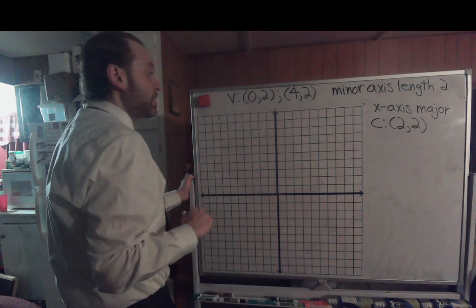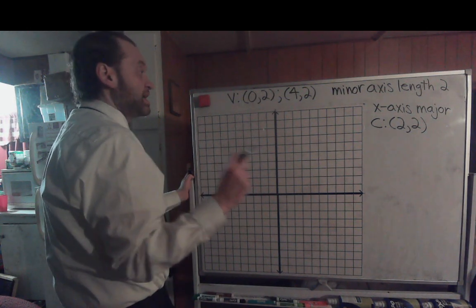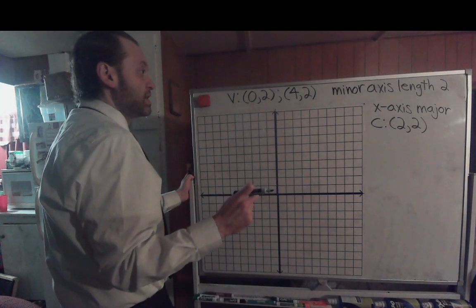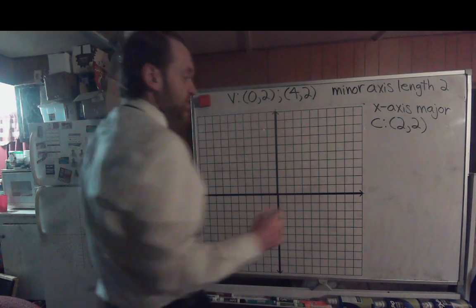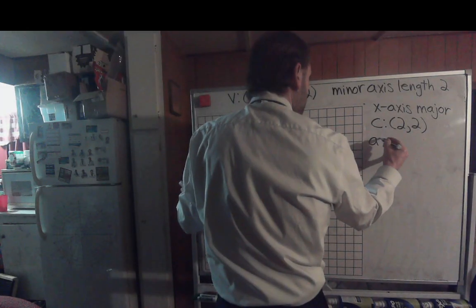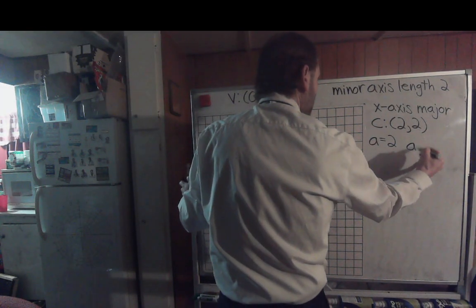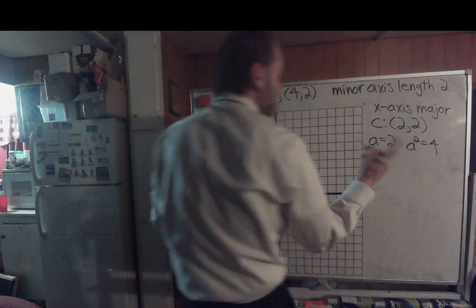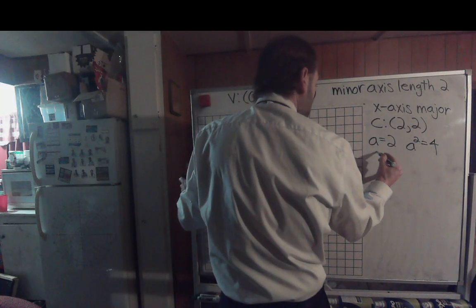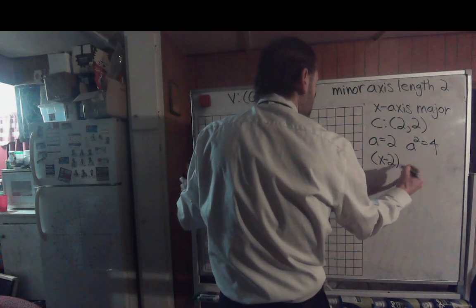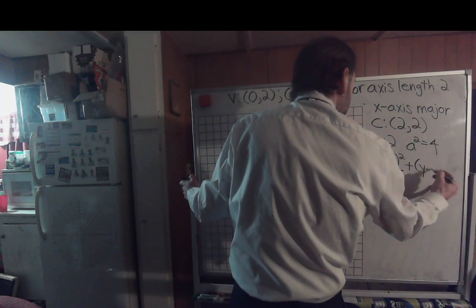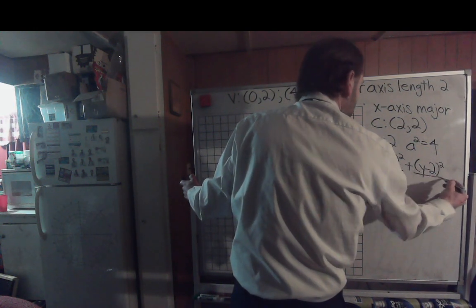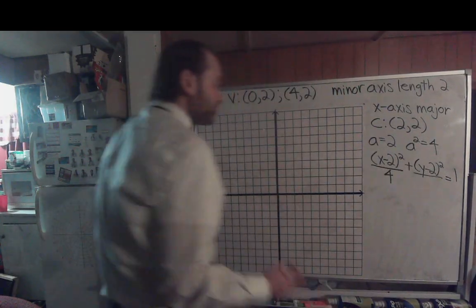Now, we already determined the x-axis is the major axis. You have a distance of 2 units each between your two vertices, so a equals 2, so a squared equals 4. And since x is major, this is going to be some form of x minus 2 squared all over 4 plus y minus 2 squared over some number equals 1.